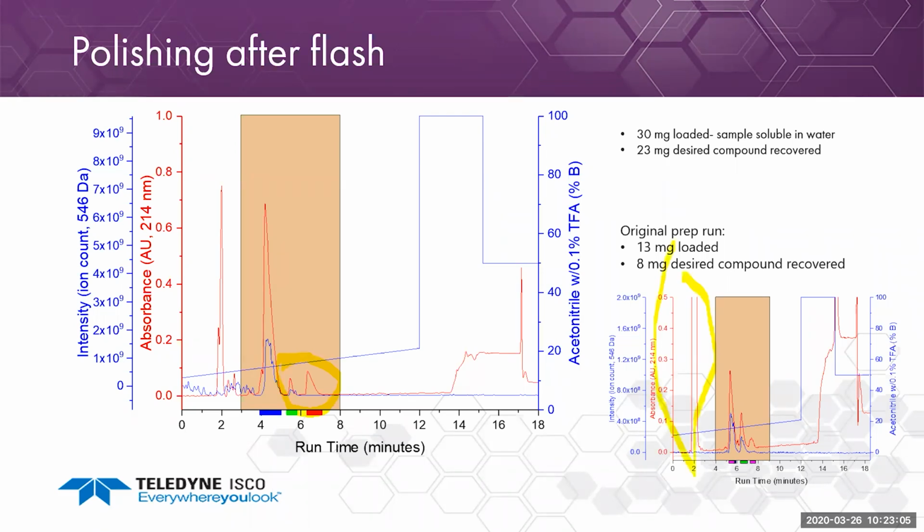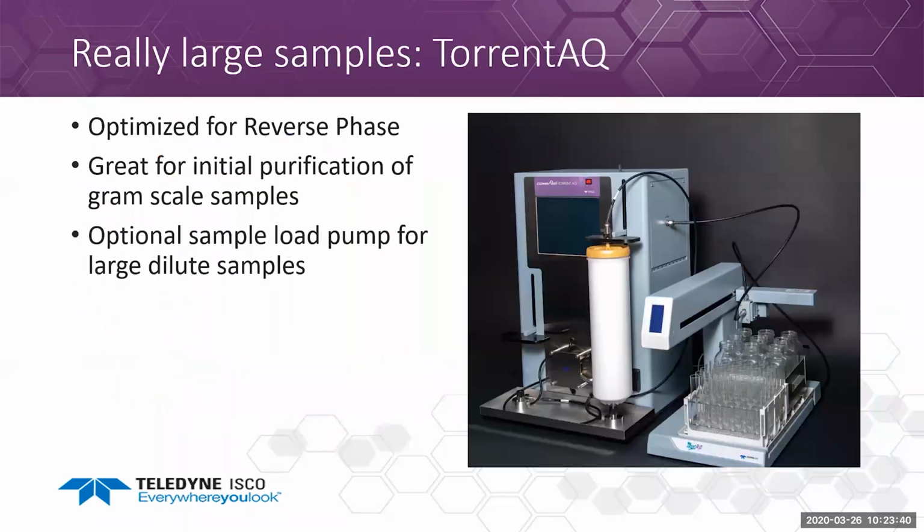Again, I had to load it in DMSO because of the impurities. That limited my load, my baseline resolution, to 13 milligrams loaded, and I only got 8 milligrams back. The sample from my flash, I loaded 30 milligrams of that 40 milligram sample, and so I got 23 milligrams back, so it's pretty decent recovery. So I was able to greatly improve my throughput by using flash purification to pre-clean the sample. For really, really large samples, we have the TorrentAQ, which is optimized for reverse phase.